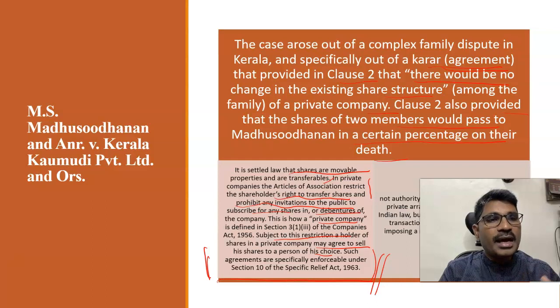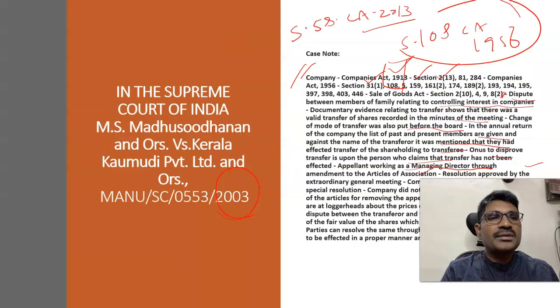Relief Act. The other line which they tried to explain is that the clauses in the share transfer agreement shall not be contrary to the articles of association, right? Unless the contrary is proved in the articles of association, agreements drafted in private limited companies where the restrictions are permitted become valid and enforceable. So the Supreme Court held in M.S. Madhusudan versus Kerala Kaumudi Private Limited Company that these agreements are enforceable under Section 10 of the Specific Relief Act 1963.